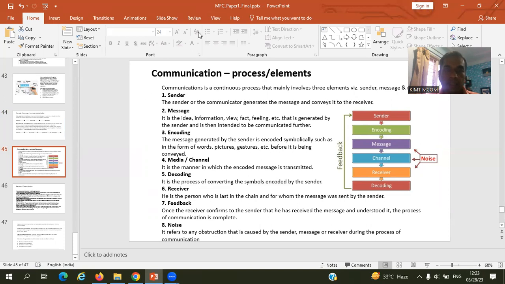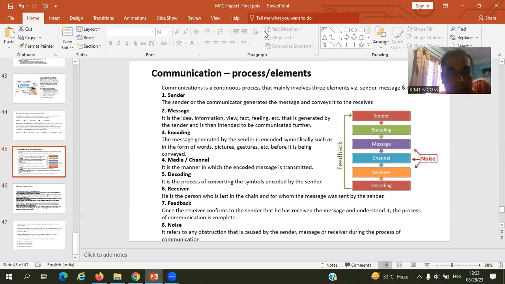First thing in the process is the sender, who is sending the message. The sender or the communicator generates the message and conveys it to the receiver. So whoever is sending the message is a sender that initiates the process. That is the starting point of the communication. So who is initiating, who is sending the message?